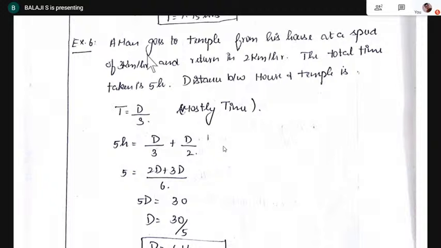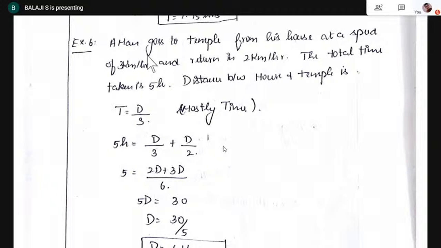Okay. The second topic in time and distance which we are going to discuss is early, late, and usual problems. This is also a very important problem in most of the competitive exams. They ask this problem, and we can solve this. Many people think it is very difficult, but it is very simple.